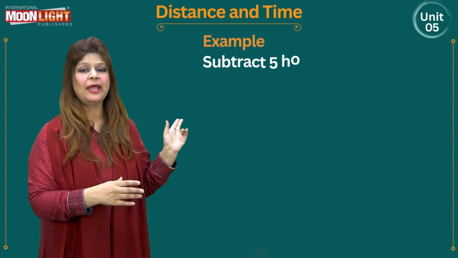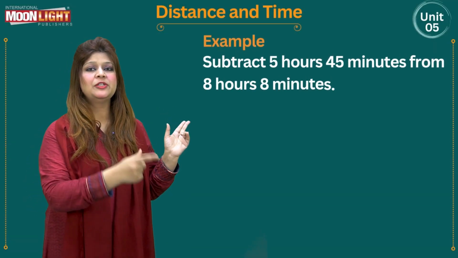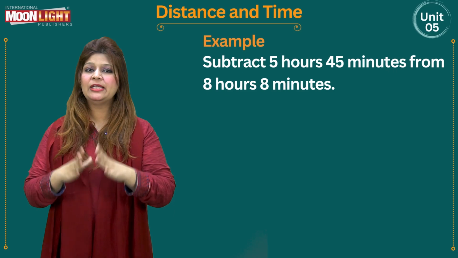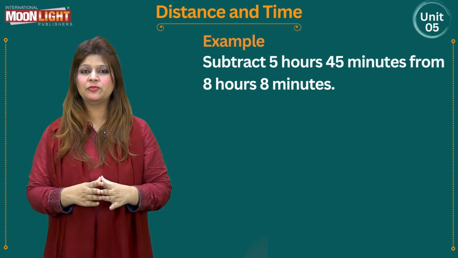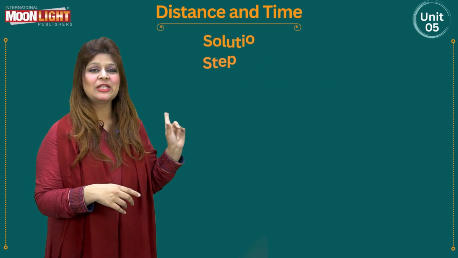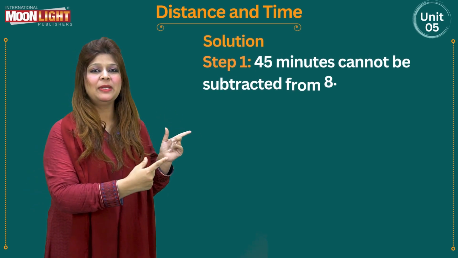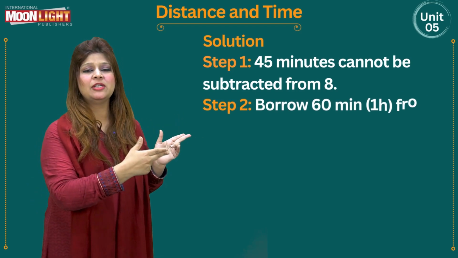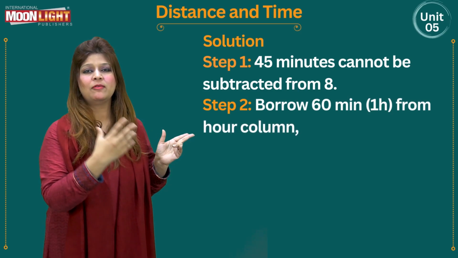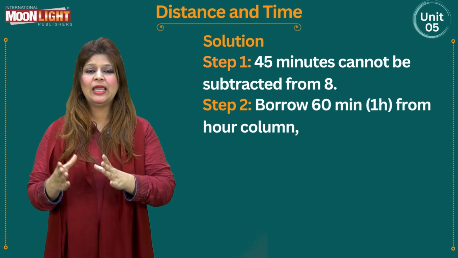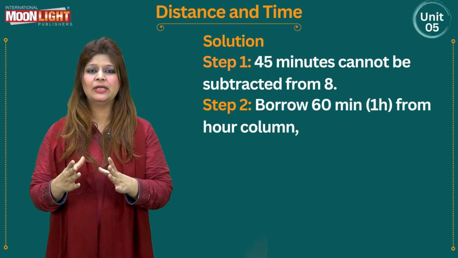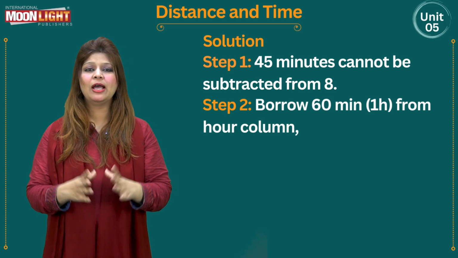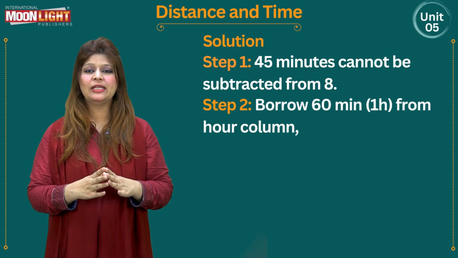The next thing is: subtract 5 hours 45 minutes from 8 hours 8 minutes, which is the bigger number. We have two sections over here, hour and minute section. Step number 1: 45 minutes cannot be subtracted from 8. Step number 2 is borrow 1 hour, which is 60 minutes, from the hour column and add it to 8 minutes. 60 plus 8 will give you 68. So I have my total number of minutes, that is 68.